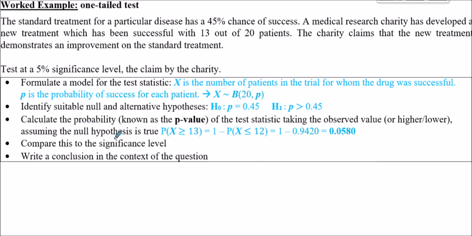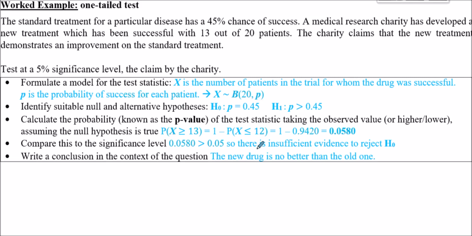We now compare this to the actual significance level. Our significance level was 5%, which is 0.05. This is over 0.05. And so because this is over 0.05, there's not enough evidence to reject H0. Because we're not going to reject H0, it's not quite unlikely enough. We have to conclude, therefore, that this new treatment is probably no better than the old one. There's not enough evidence to suggest otherwise. And so the new drug is no better than the old one, according to the evidence we have in front of us.